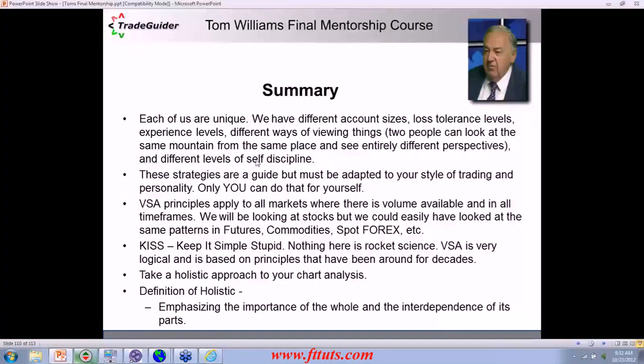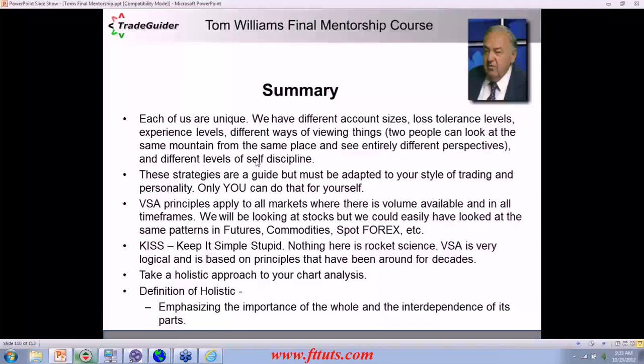Each of us is unique. We have different account sizes, different loss tolerance levels, different experience levels, different ways of viewing things. Two people can look at the same mountain from the same place and see entirely different perspectives. And also, we all have different levels of self-discipline. The strategies of VSA are a guide. They must be adapted to your style of trading and personality, and I'm afraid only you can do that for yourself. The VSA principles apply to all markets where there is volume available and in all time frames.